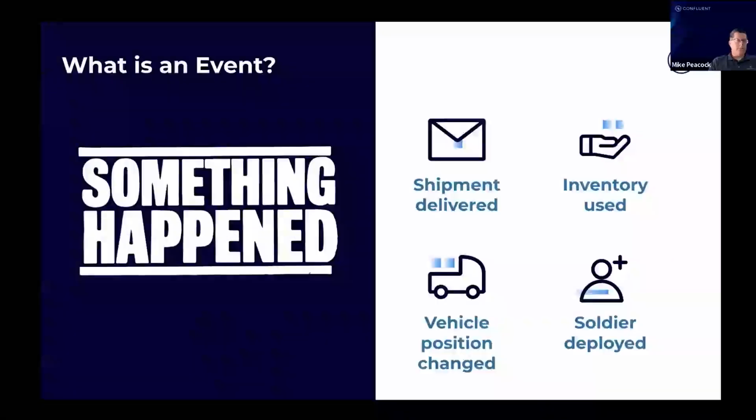When you talk about Kafka, you hear events. An event really is just anything that happened. It's a transaction that occurred in your environment. It can be anything from, say, a shipment being delivered, a vehicle position updated or changed, a sensor going offline or online. Anything that occurs from a transactional perspective is considered an event. That is the foundational piece of topics in Kafka.